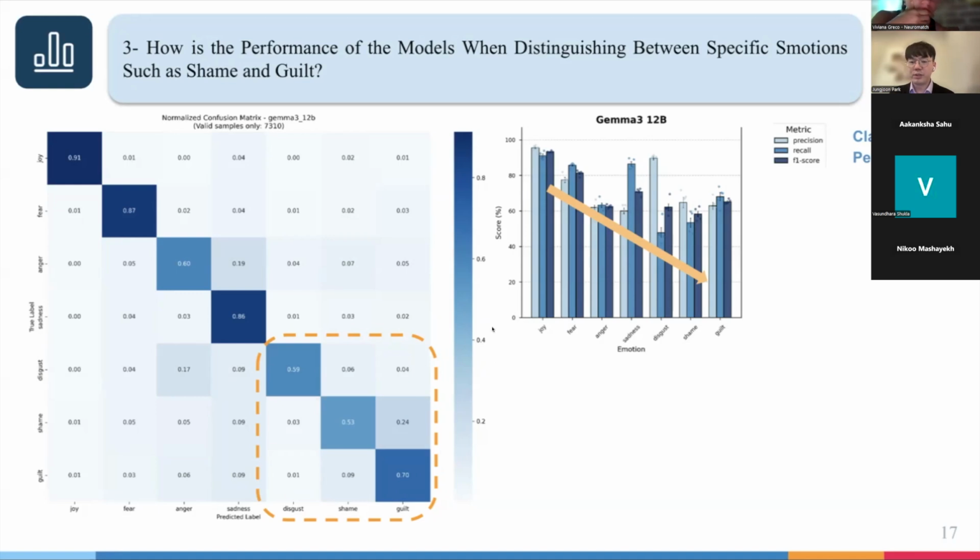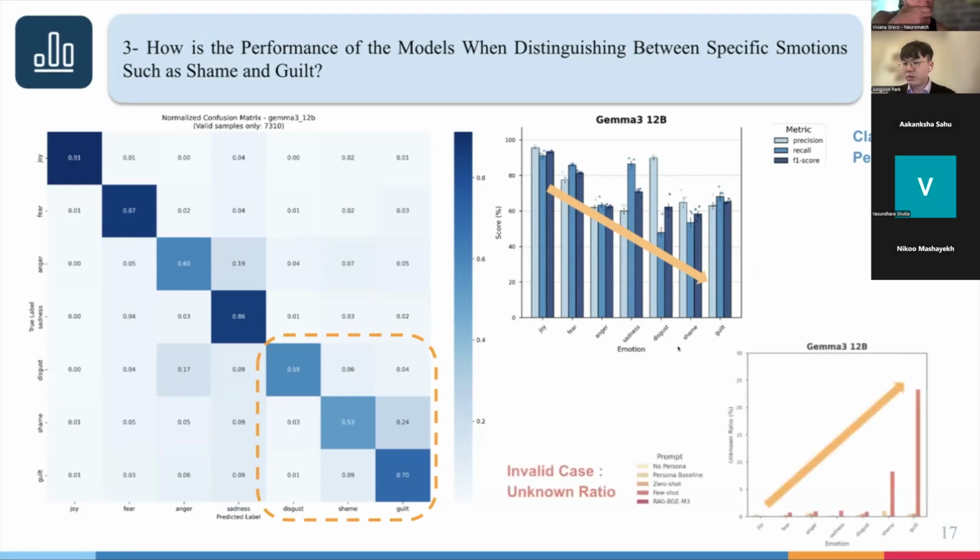exhibit unique prediction patterns. In the left part, most of the emotions show higher accuracy, and in the right part, for example, disgust, shame, and guilt, the accuracy was not that high, for example, about 60% and 70%. This grouped bar graph also corresponds to the same results.